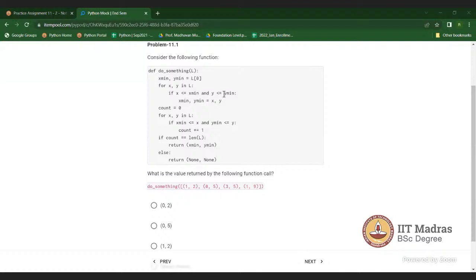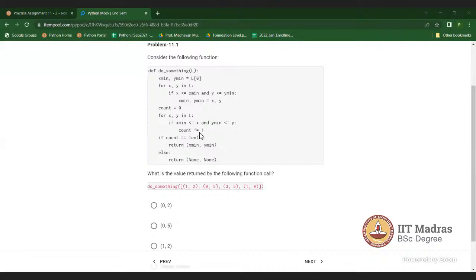x should be less than or equal to x min and y should be less than or equal to y min. Then x min comma y min value should be this x comma y. Now what we are doing is count equals 0, for x comma y in L. Again we are looking at the same elements. If x min is less than or equal to x and y min is less than or equal to y, count plus equals 1.